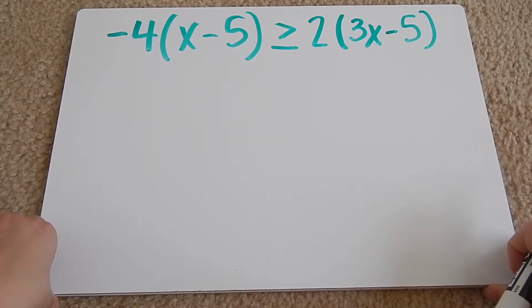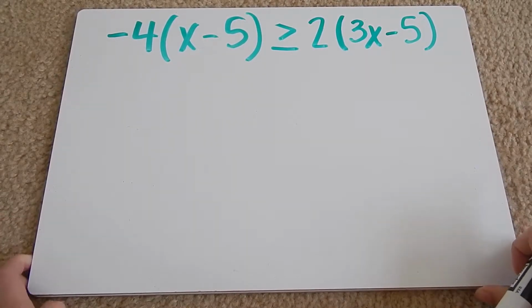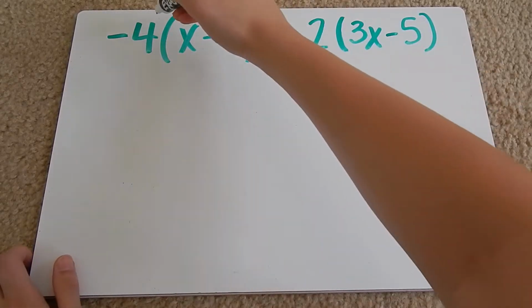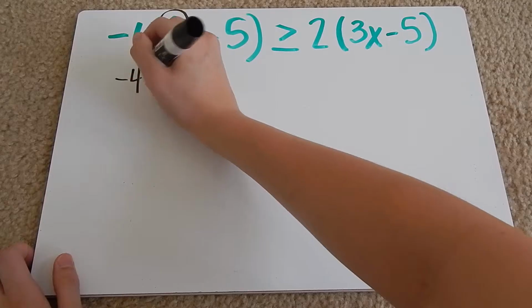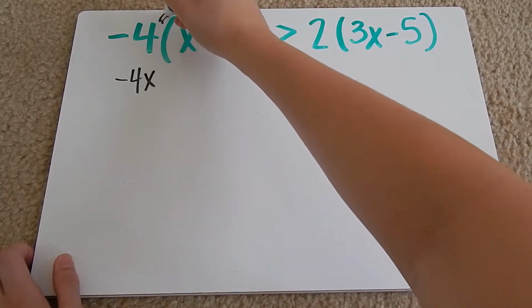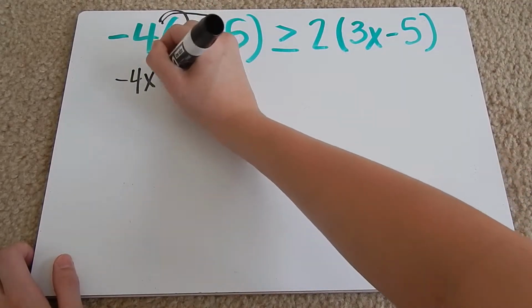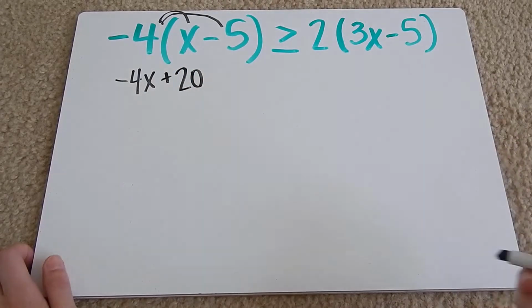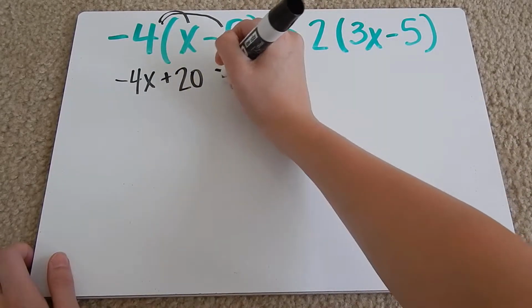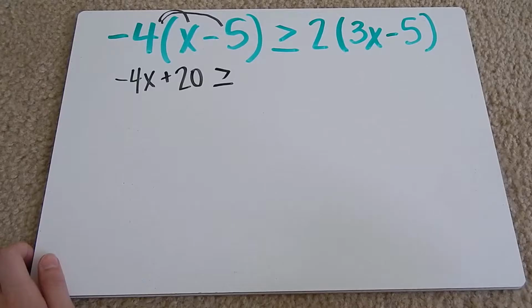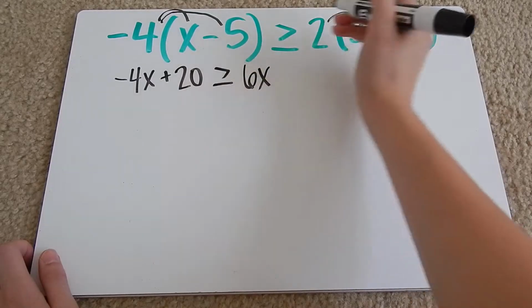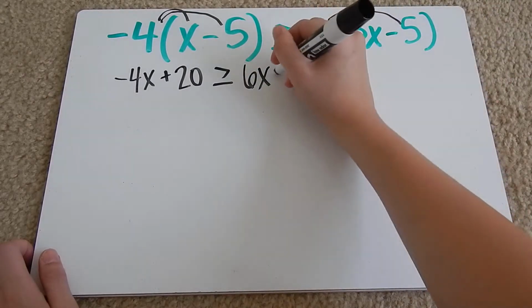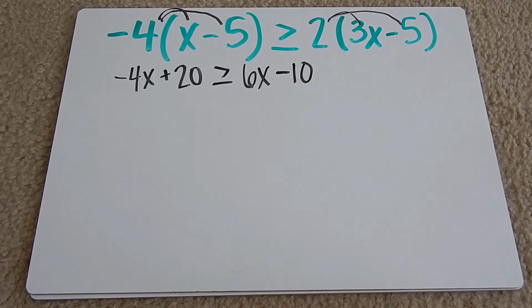My next example, again, we want to start by distributing and combining like terms. So on the left, I'm going to distribute this negative 4. Negative 4 times x is negative 4x. Negative 4 times negative 5 is positive 20. Bring down my inequality symbol, my greater than or equal to sign, and distribute on the right-hand side as well. 2 times 3x is 6x. 2 times negative 5 is negative 10.